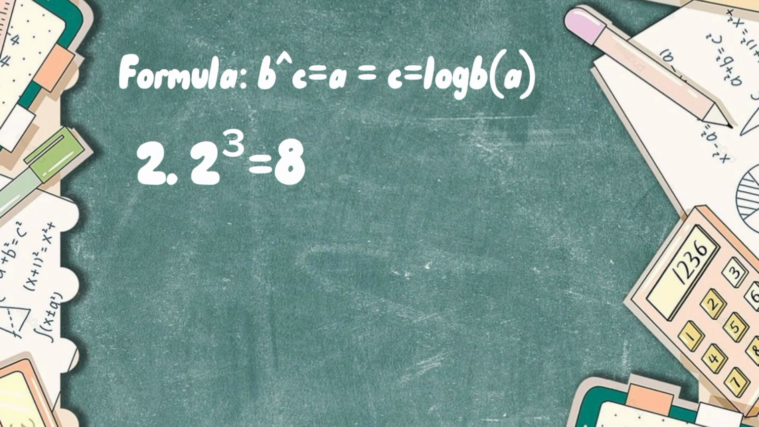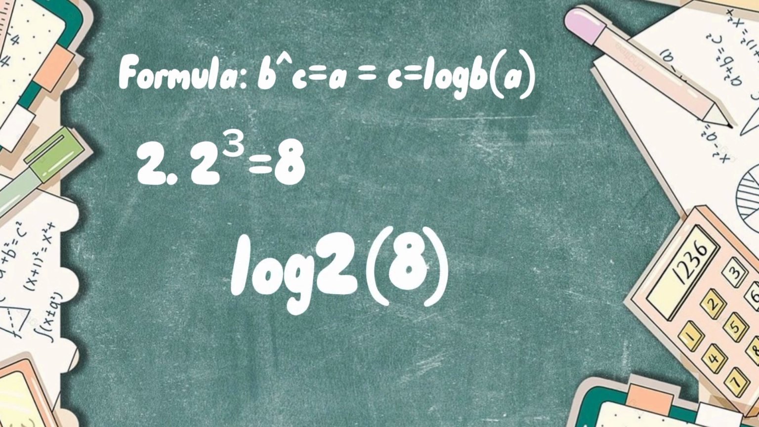Next is 2 cube is equal to 8. So, let's convert this into logarithmic form. So, ang magiging b natin is 2, ang magiging a natin is 8, at ang magiging c naman natin dito is 3.